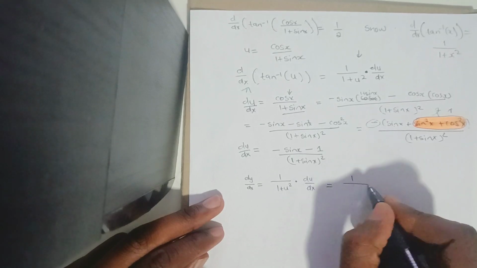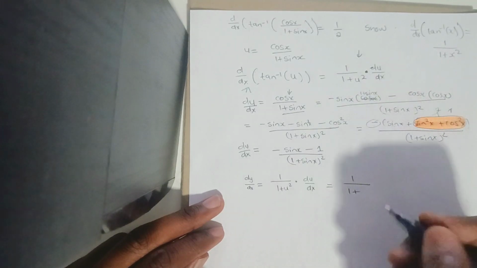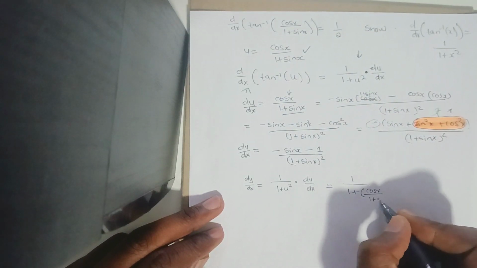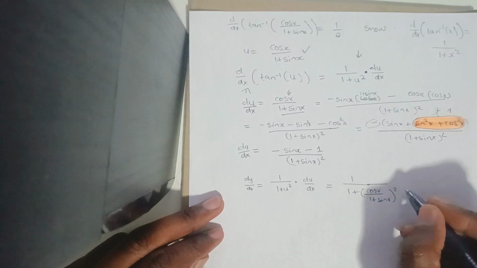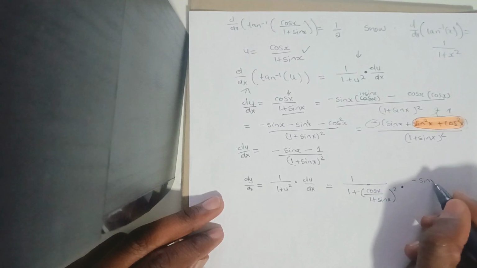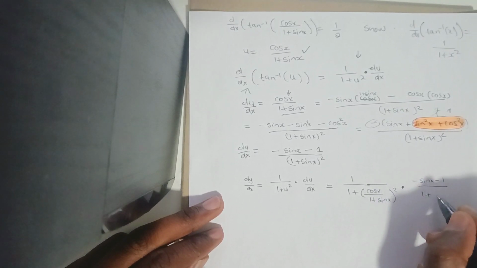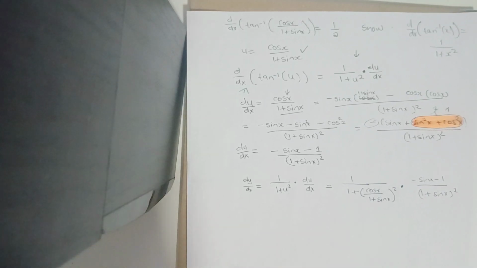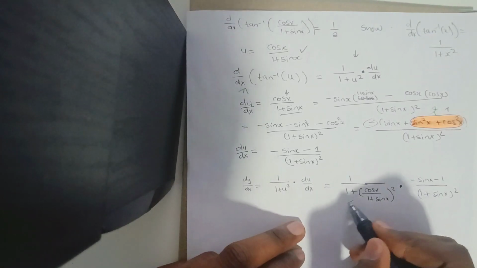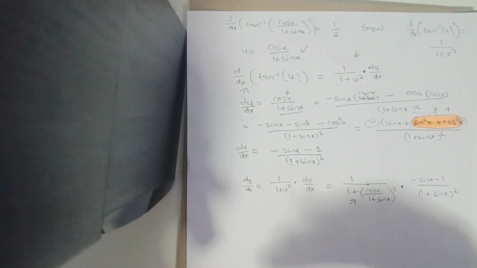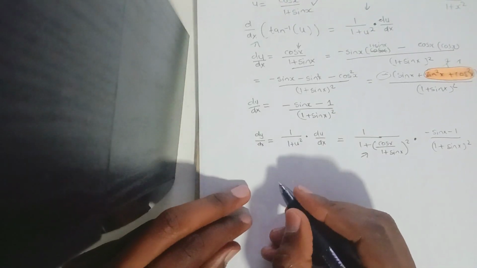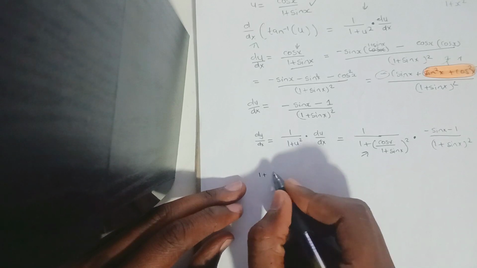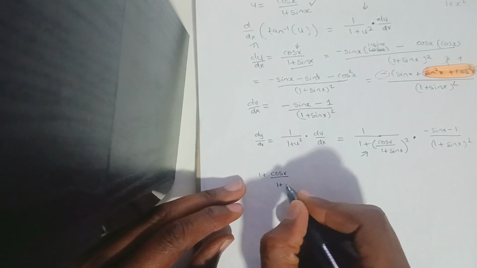So now, instead of putting u, we have to bring back our cos x over 1 plus sine x, all squared. Then multiply it by negative sine x minus 1 divided by 1 plus sine x all squared, right? So now we need not complicate things. We need to come to this one and simplify. We're going to simplify the denominator first before we complicate things.